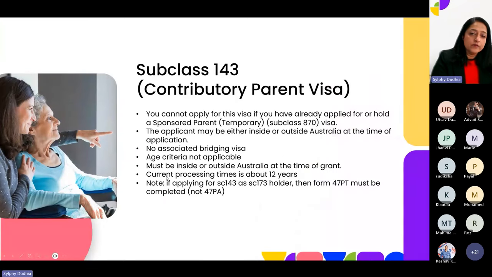For subclass 143, which is a contributory parent visa, which is permanent, again, you can't apply for this visa if you are holder of 870 visa. The applicant may be in at the time of application. There will be no associate bridging visa if you are directly applying for 143 visa. The age criteria is not applicable, and you must be inside or outside Australia at the time of grant. Again, the processing time is 12 plus years.